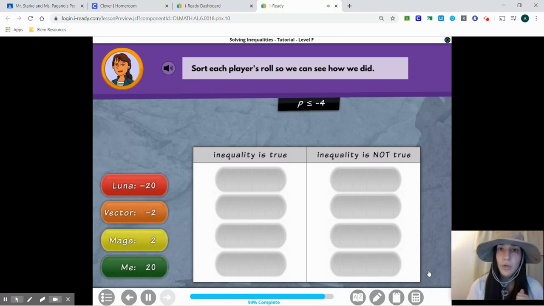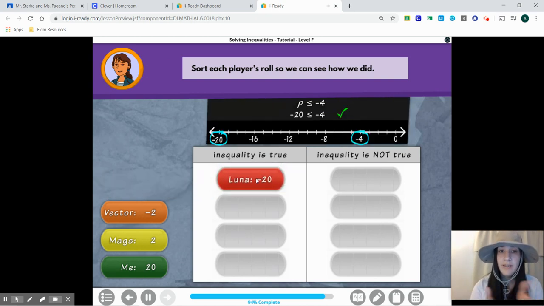Okay, sort each player's role so we can see how we did. We don't have to do any work here. We just have to think. We have P less than or equal to negative 4. Negative 20 would be on this side of negative 4. So negative 4 is greater than negative 20. That makes it true. There's our negative 4. There's our negative 20. We're good to go.